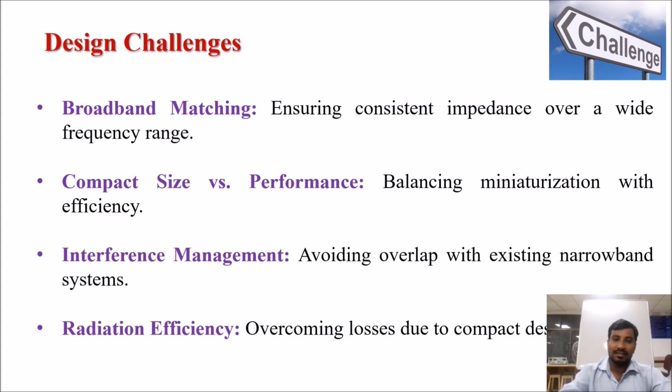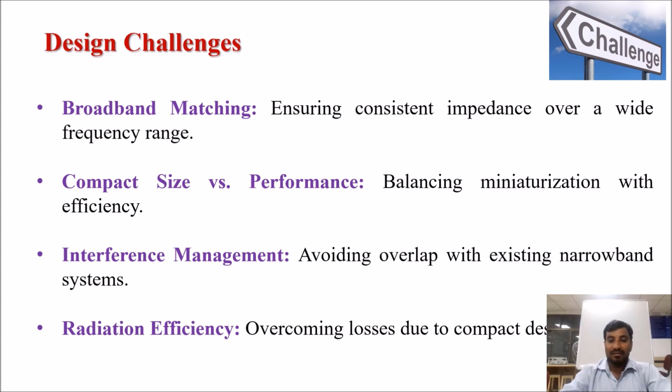The first one is that we are going to design an antenna that needs to cover a very large impedance bandwidth, that is 3.1 to 10.6 gigahertz. So our antenna should provide good impedance matching over the large impedance bandwidth. Next one is compact size and performance. So balancing the minimization of the size of an antenna while its performance should not go down. So that is also very important. So the efficiency should be high while balancing the minimization.